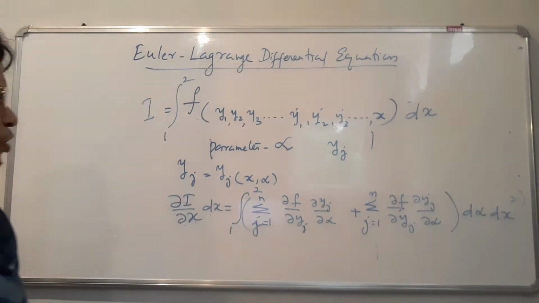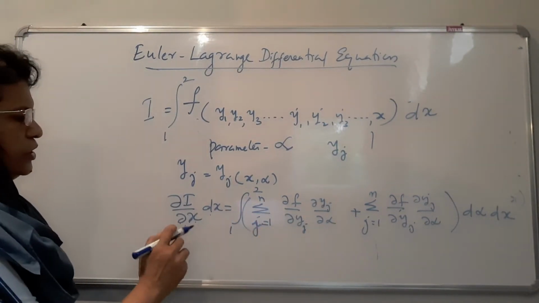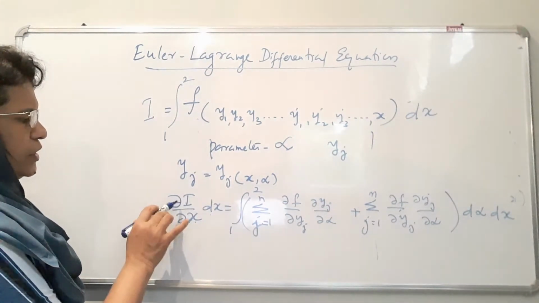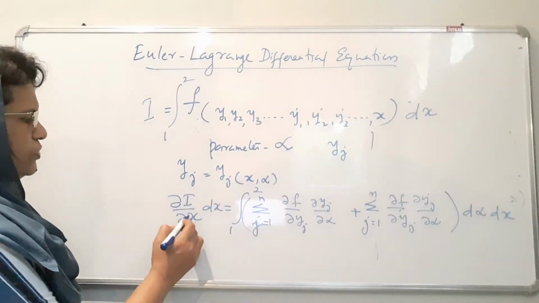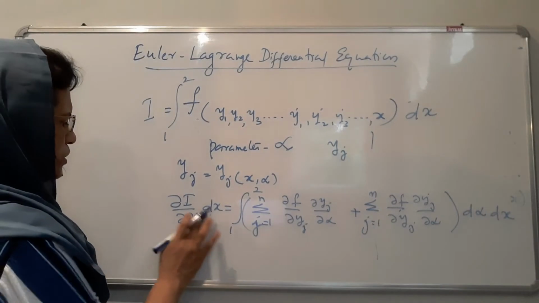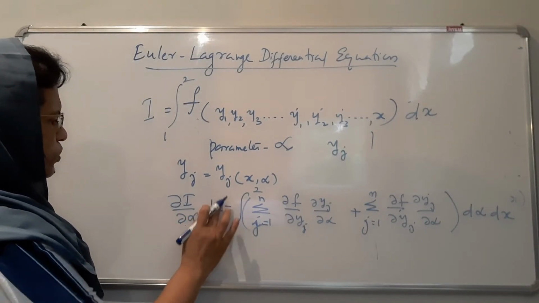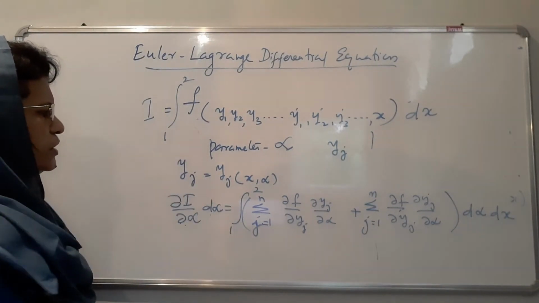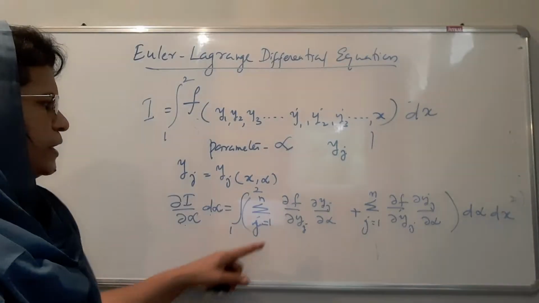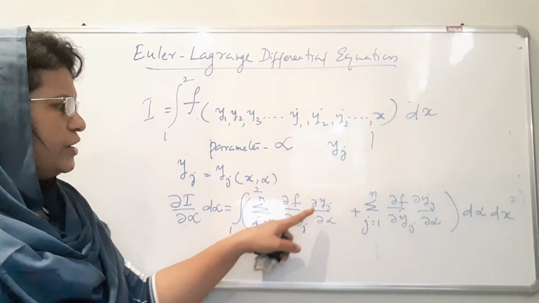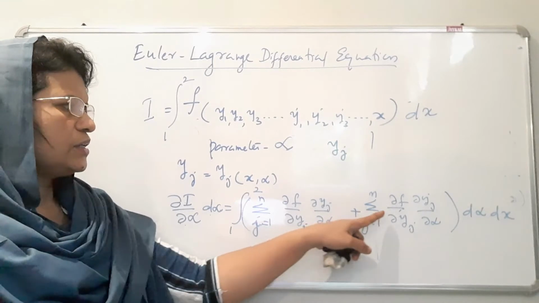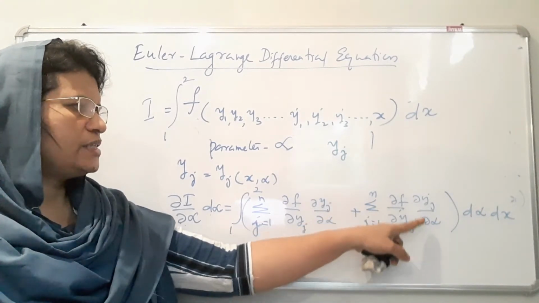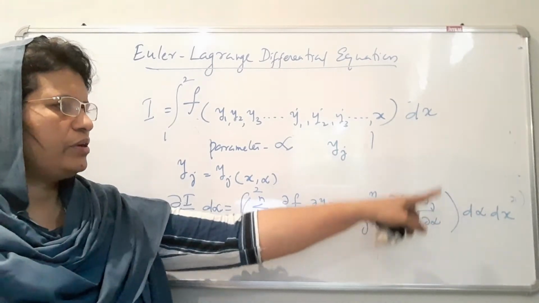This is the equation. ∂I/∂x into dx is equal to, here we are multiplying, here we are taking the derivative ∂I/∂α, not equal to ∂x, ∂I/∂α with respect to alpha here. Therefore, ∂f/∂yj into ∂yj/∂α plus ∂f/∂yj dot into ∂yj dot/∂α into dα into dx.